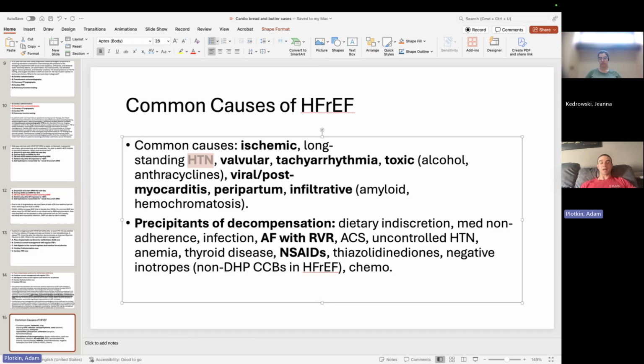Toxic causes. We've already talked about anthracyclines. Alcohol is a huge one. Think about viral causes and myocarditis, right? Myocarditis, especially in younger, healthy patients, might be more transient. You get a patient who's 70 years old who gets a bout of viral myocarditis, that might be permanent.